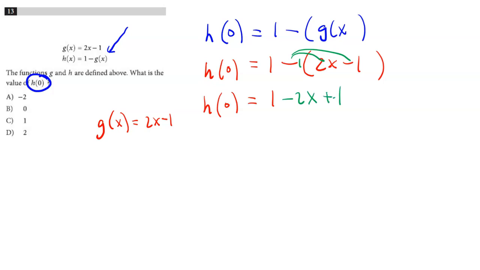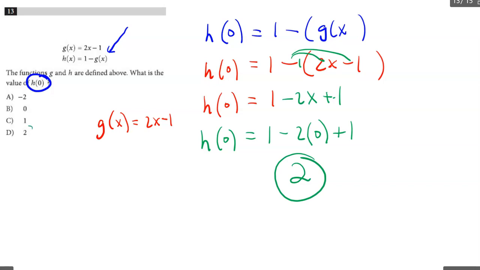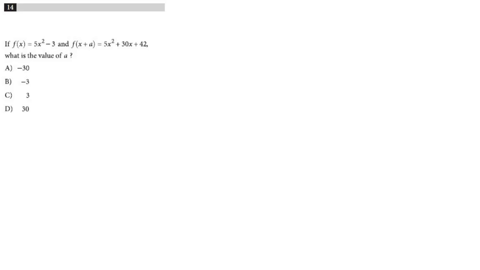So now I can put the 0 in. H of 0 is 1 minus 2 times 0 plus 1, which is 1 plus 1 shakes out to be 2. So the correct answer there is D. Number 14, if f of x equals 5x squared minus 3 and f of x plus a equals 5x squared plus 30x plus 42, what is the value of a?